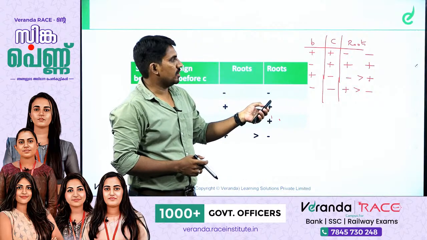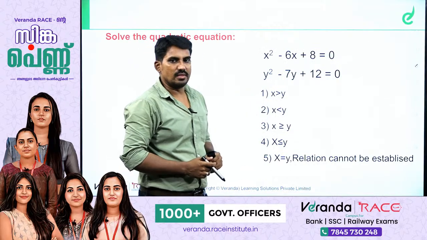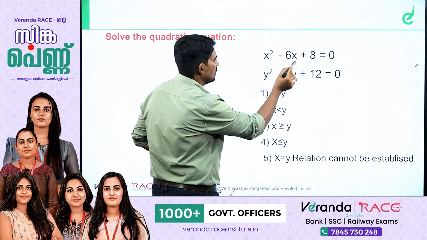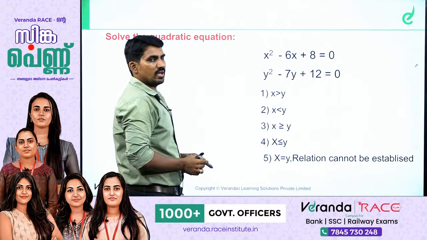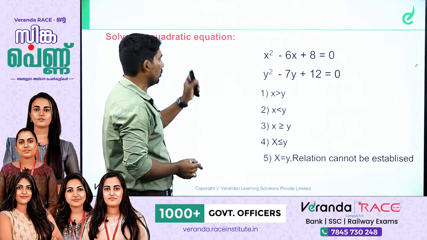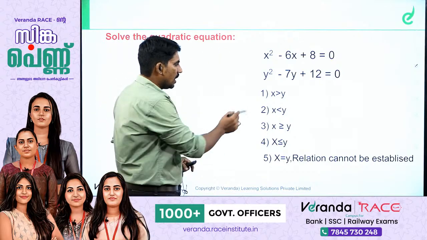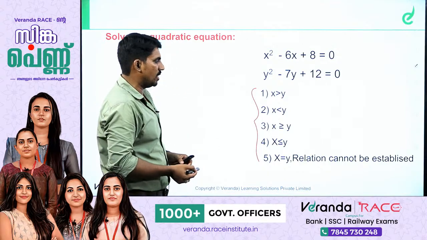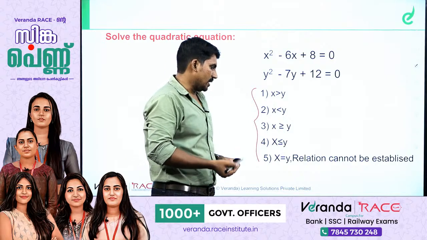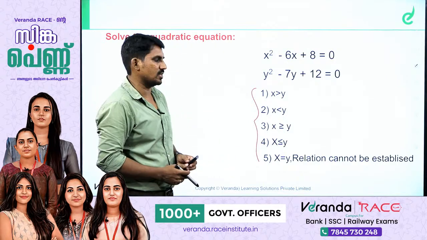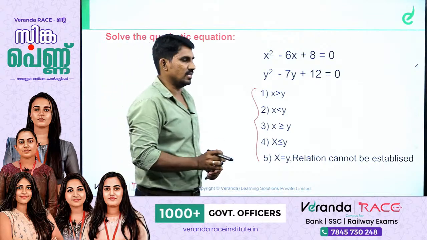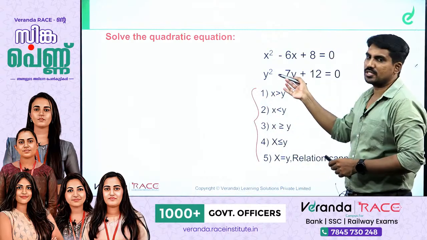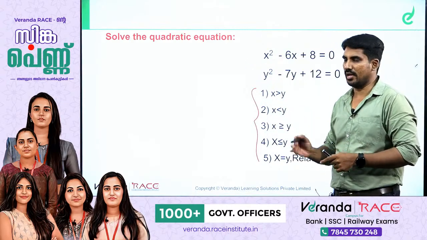Clear? Okay. Now, this is the format of the question: x square minus 6x plus 8 is equal to 0, y square minus 7y plus 12 is equal to 0. Solve the quadratic equations and give the answer: whether x is greater than y, x is less than y, x greater than or equal to y, x less than or equal to y, x is equal to y, or relationship cannot be established. Listen, within seconds we can solve the question, 10 seconds for one question. First question I will solve, from the next question onwards you try.